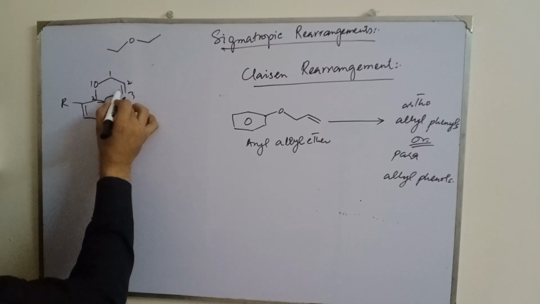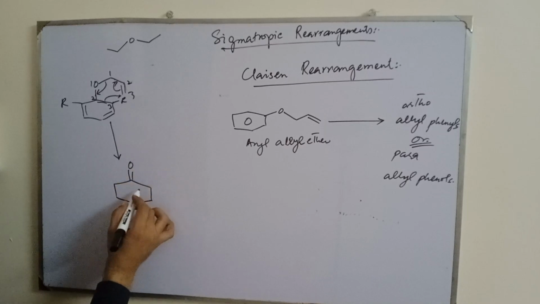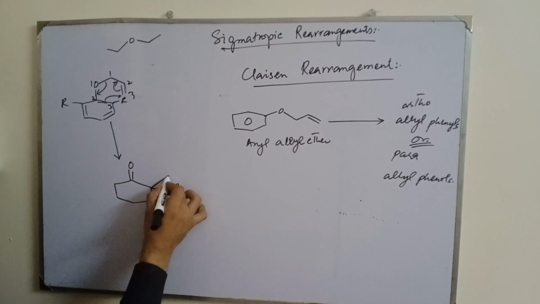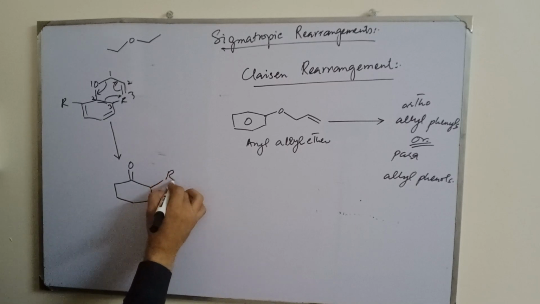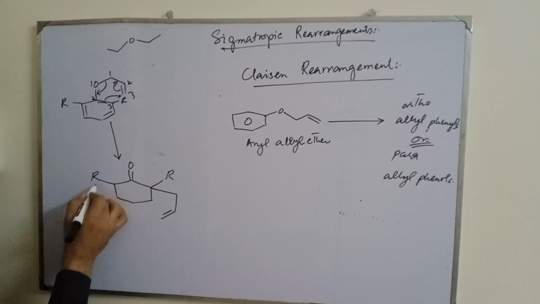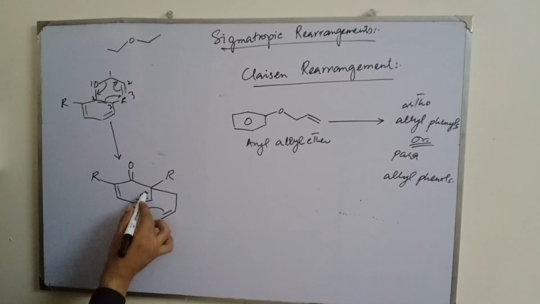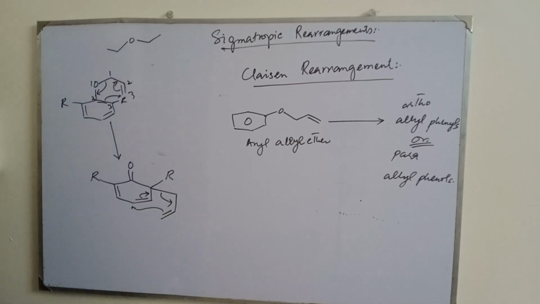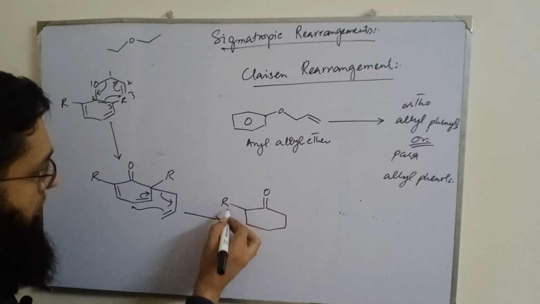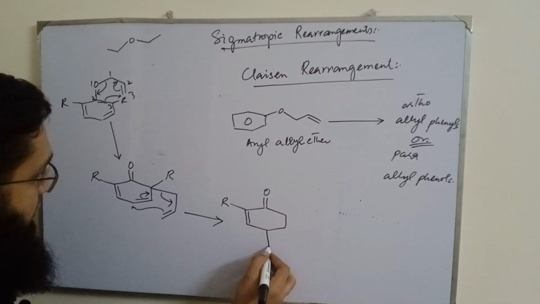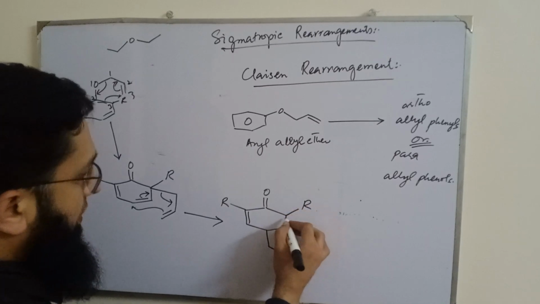1, 2, 3, and this will shift here, this will shift here, this will shift here, and we would get this one. And here again, it would shift here, this would shift here, and this would shift here. So as a result, we will get this one, here R, and this one.